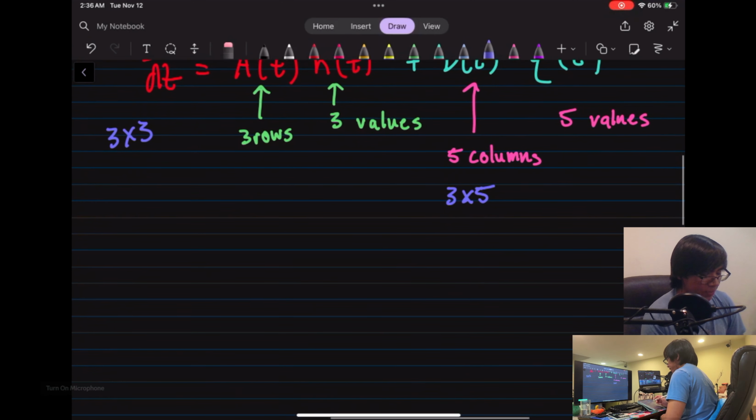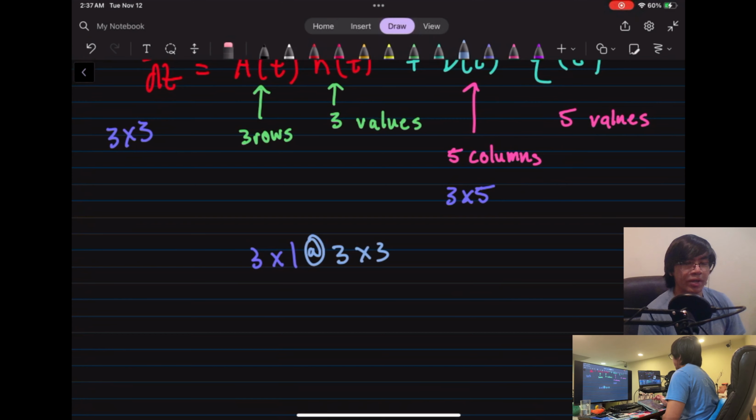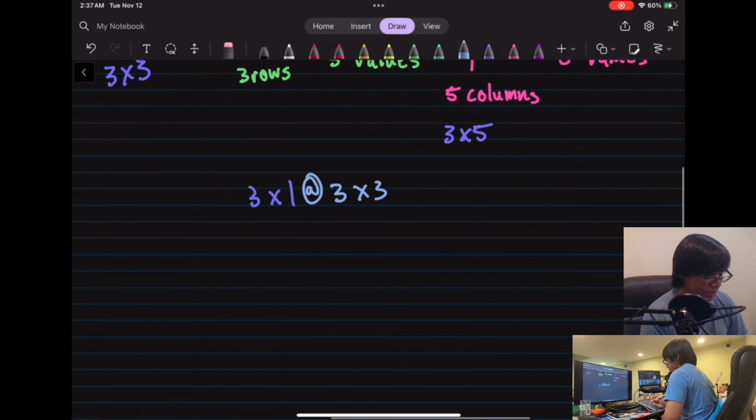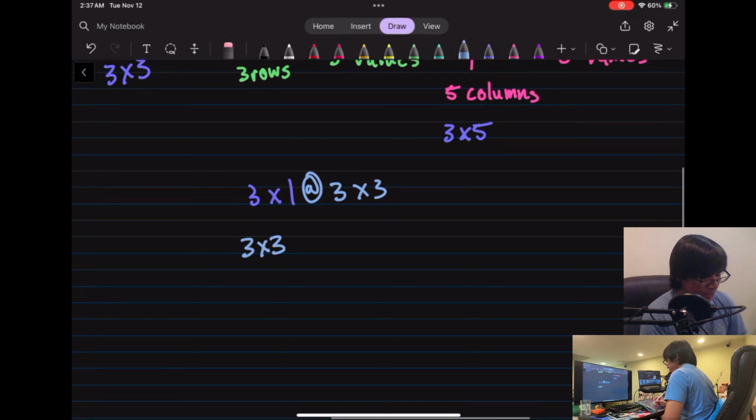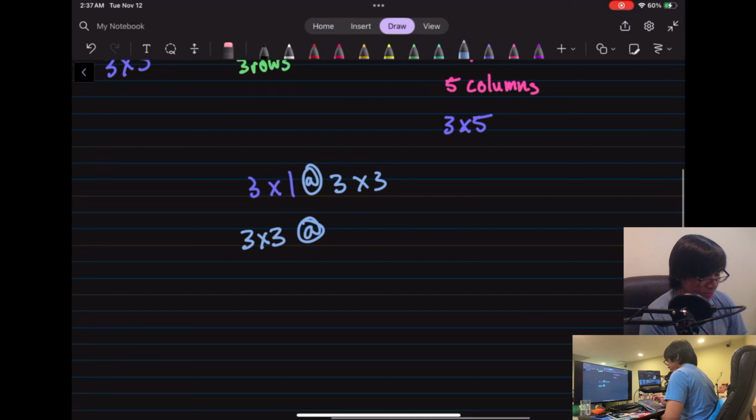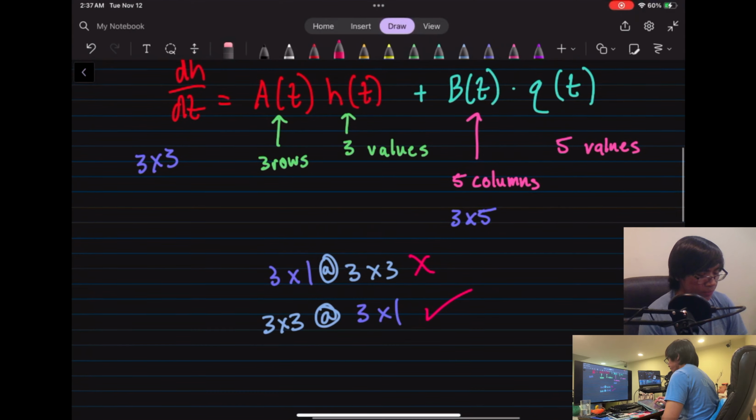So remember that we can't multiply matrices that don't have corresponding dimensions. The columns of one matrix have to correspond with the rows of the other. So we use the @ symbol, remember, for our matrix multiplication, and you'll see this again when we do the Laplace transform. I'll do an example for that as well. This is what you can actually do. So this doesn't work, this does work. Keep that in mind when we're doing our matrix multiplications.